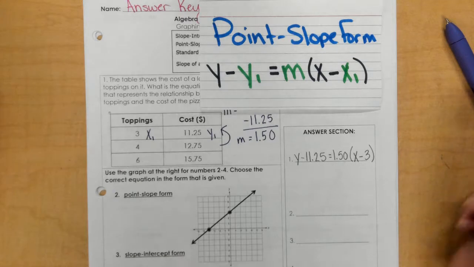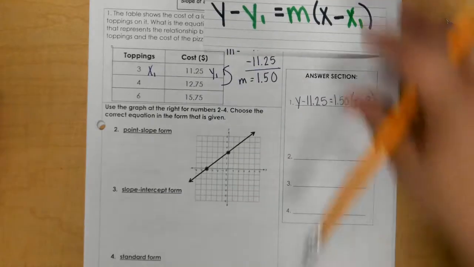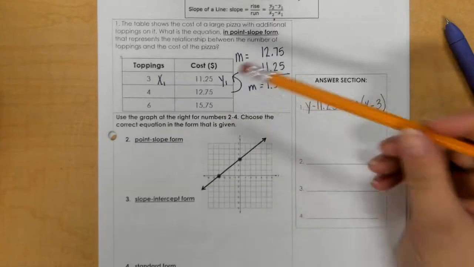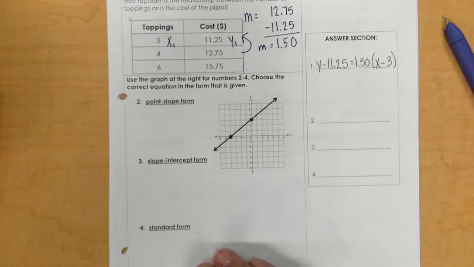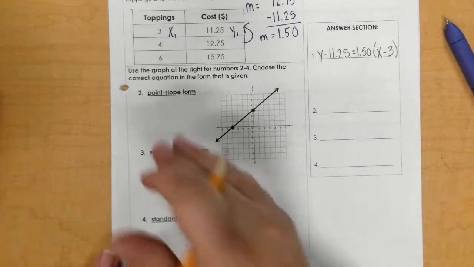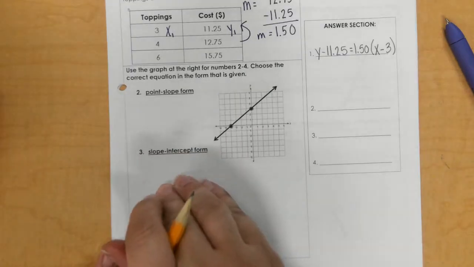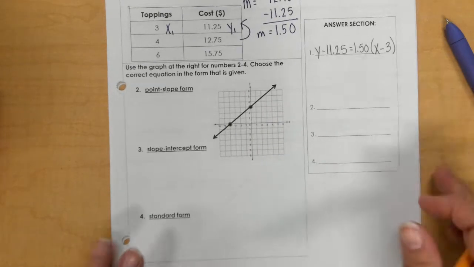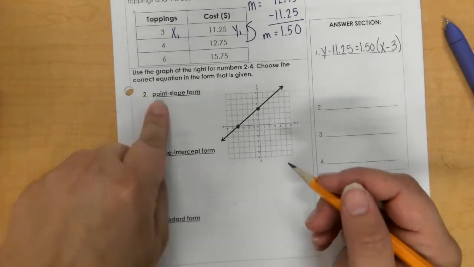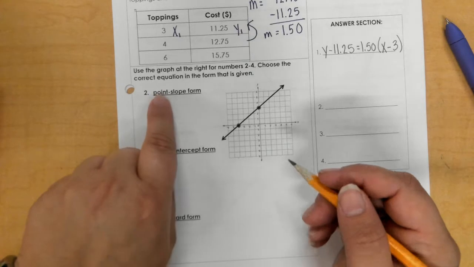Okay. Now, down here in number 2, this whole front page will be multiple choice on the actual test. But for the review, we're just going to have you write what is the point-slope form, the slope-intercept form, and the standard form of this line here on this graph. So first, I need to find some things. I need to find a point. Right here, it says point-slope form. I need to find a point.